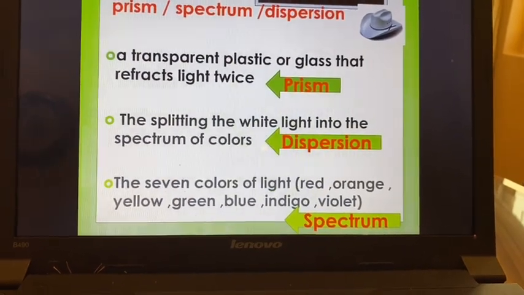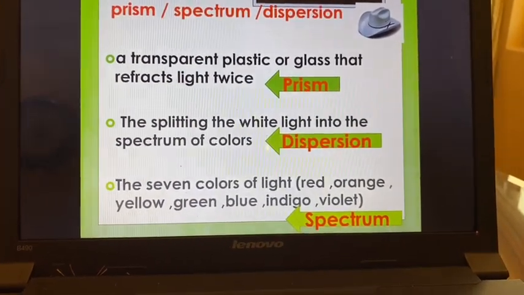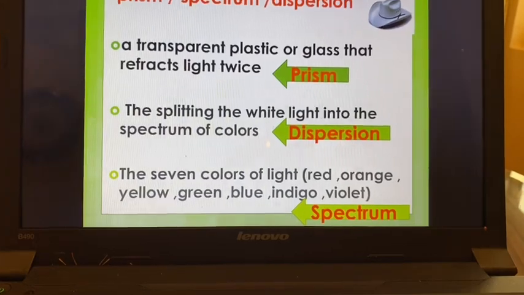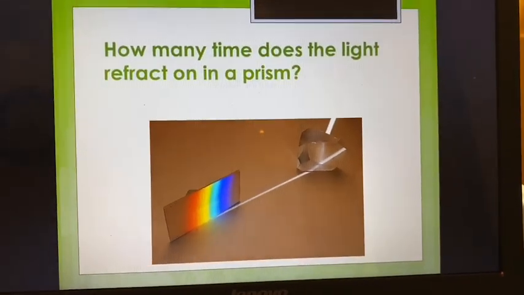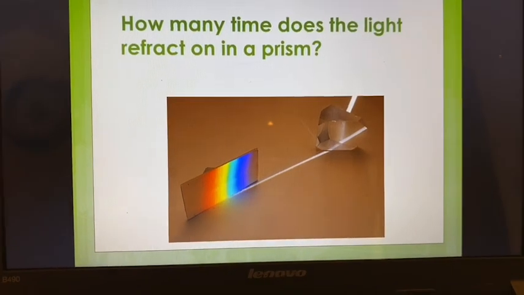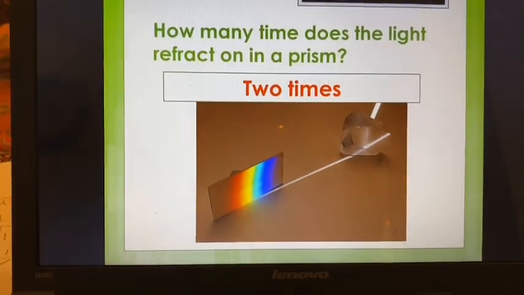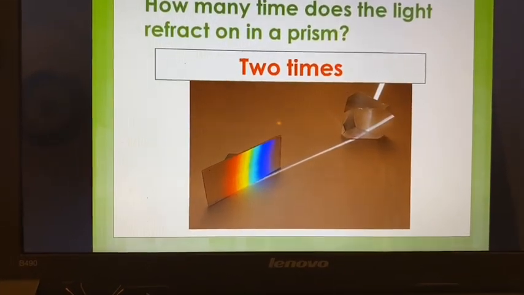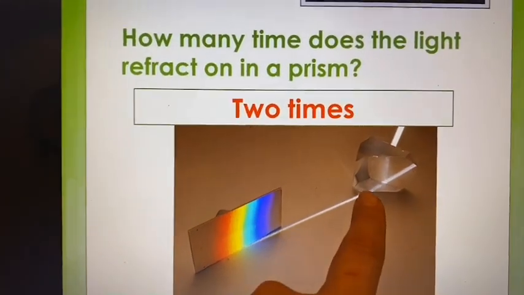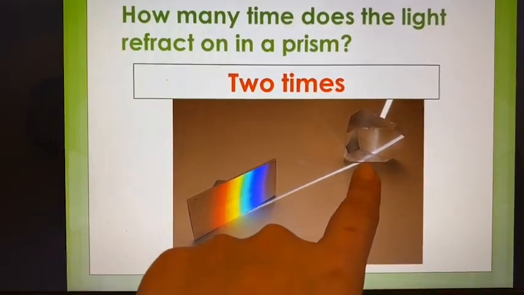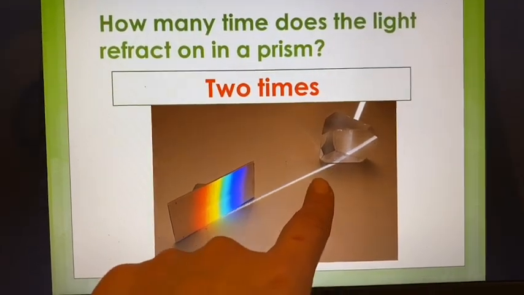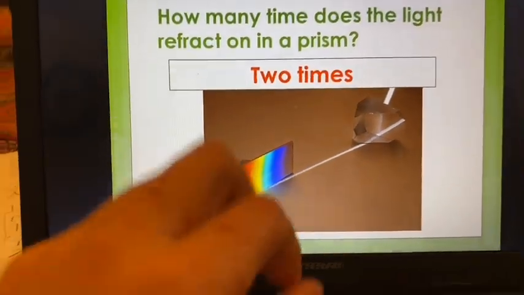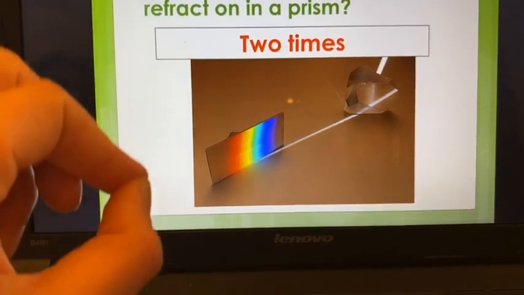Spectrum. When we were in grade 1, we called it rainbow. Now, in science, you are old enough to know that it is called spectrum. Now, the question is, how many times does the light refract in a prism? It refracts 2 times. And as you remember at the beginning of the video, I asked you why we can see the rainbow on a sunny and rainy day, because the drop of water will act as a prism and it will refract the light 2 times. When the light is refracted 2 times, it will make a spectrum. It will cause a dispersion, a splitting of light.